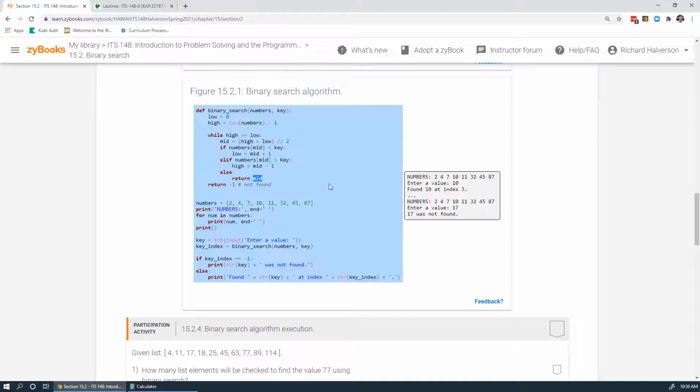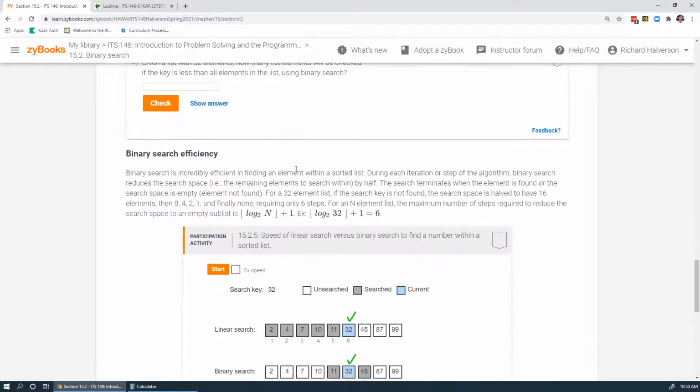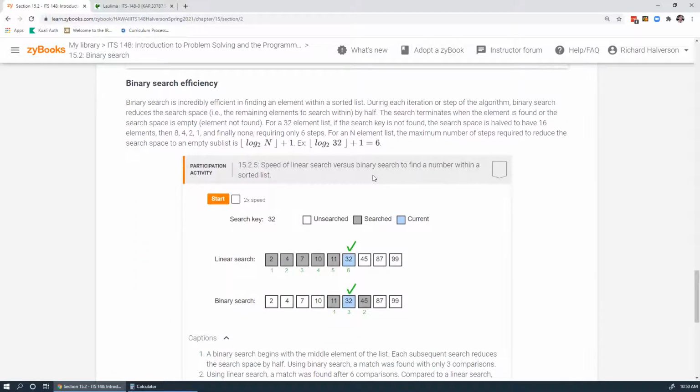So anyway, you can see that each time we either set the low to one higher than the mid, or we set the high to one lower than the mid, and that's what divides the list in half each time as we're stepping through this.